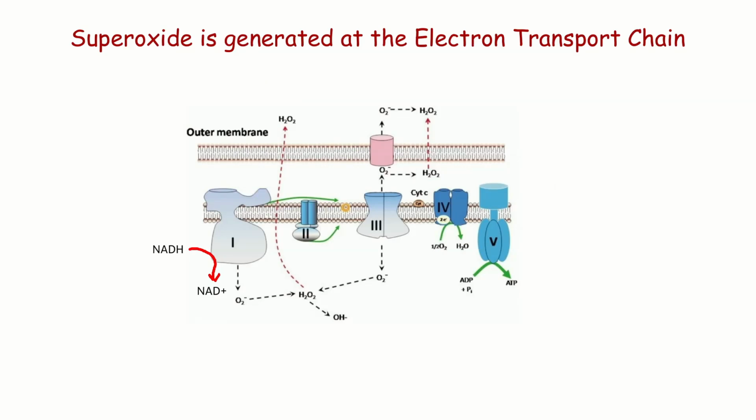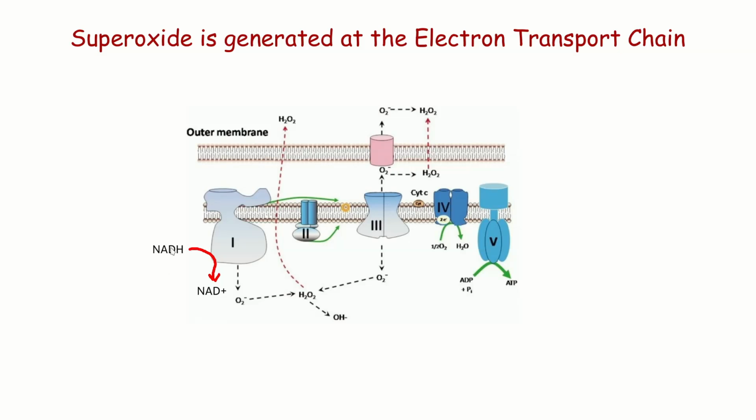And so superoxide, where does it come from? Well, it's generated at the electron transport chain. And the electron transport chain is where we make our ATP from our food, and that is what drives our cells. And so you can see here, I've got NADH by the red arrow here. NADH is the NAD that carries the electrons, let's say. So NADH is the reduced form.